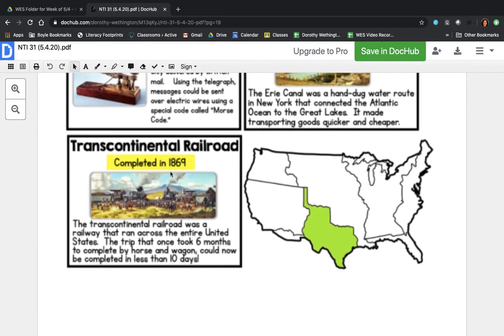Transcontinental Railroad completed in 1869. The Transcontinental Railroad was a railway that ran across the entire United States. The trip that once took 6 months to complete by horse and wagon could now be completed in less than 10 days.